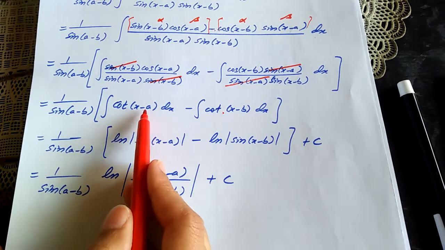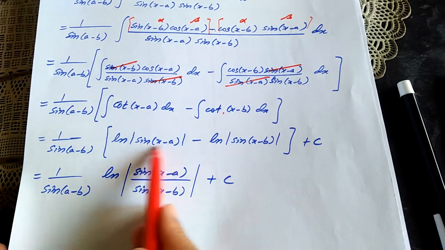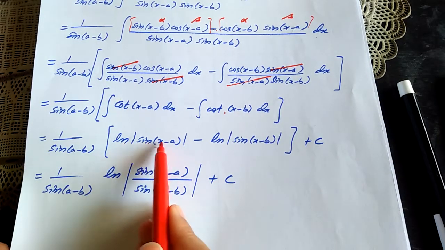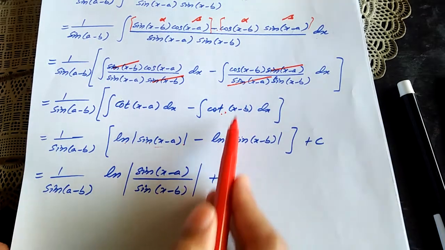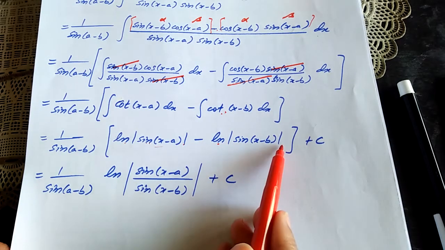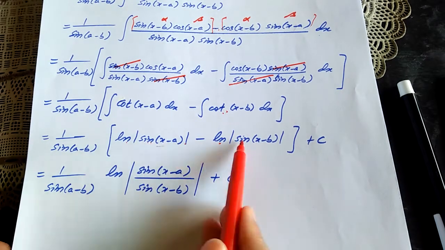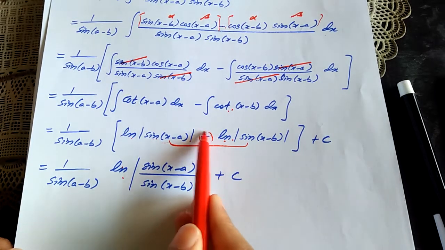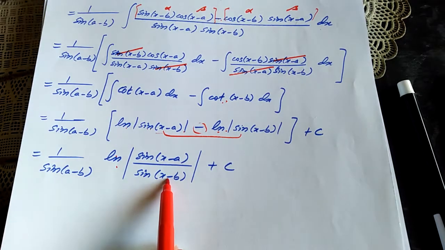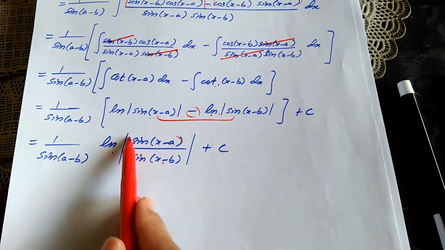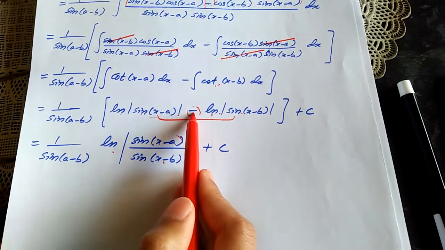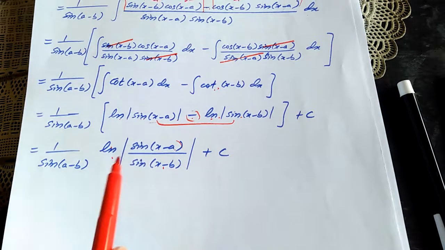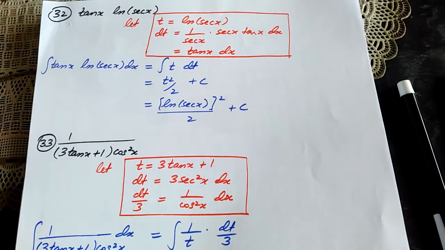We know that the cot integration is ln sine of that function. So integration of cot x minus a is ln sine x minus a and cot x minus b will give the integration as ln sine x minus b. ln has the property that we can write both the functions in one ln. If it has a negative sign, then we will write it in division form. So the first function will be written in the numerator and the second function with the negative sign will be written in the denominator like this. So this is the answer of this question number 31.